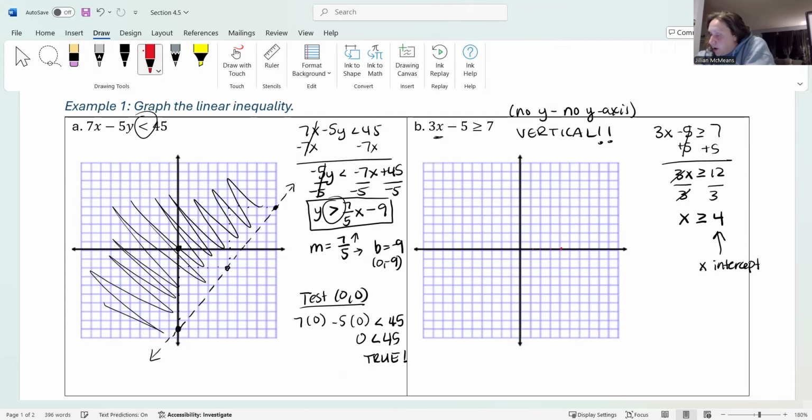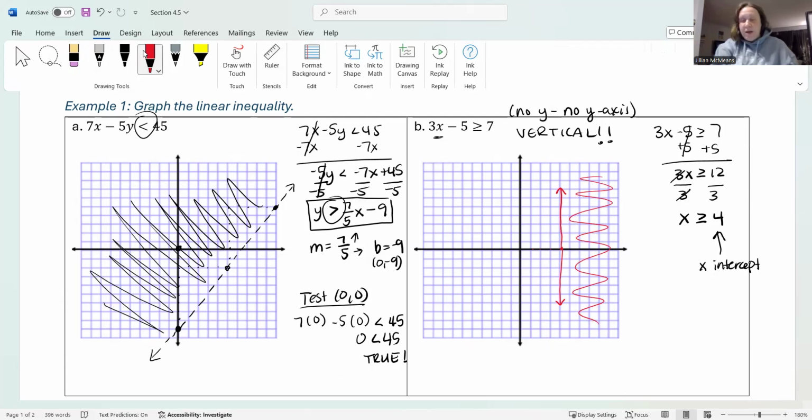Anyway, we've got 4. We're going to do a solid line. And then we have to determine which half plane. Are we going to shade to the left or to the right? Well, we're told that x is greater than or equal to 4, so we want to shade to the right of this vertical line. That would be our solution.